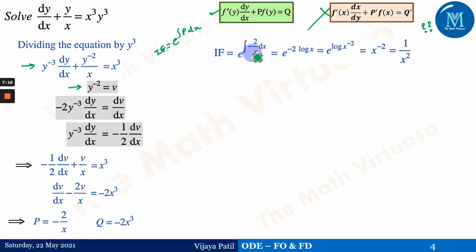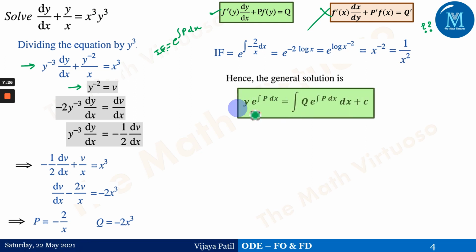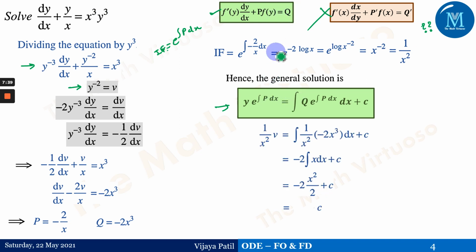So it's e to the power integration of minus 2 by x dx, which is e to the power this, and the simple integration will give you 1 upon x square as the integrating factor, and therefore the solution becomes over here. So this is the solution for this particular f dash of y dy upon dx plus p into f of y is equal to q format, and just by putting the values and getting this simple integration, we'll be getting the answer as this.